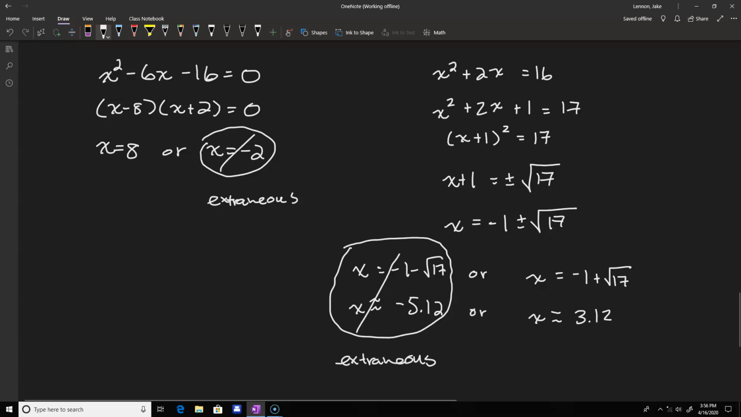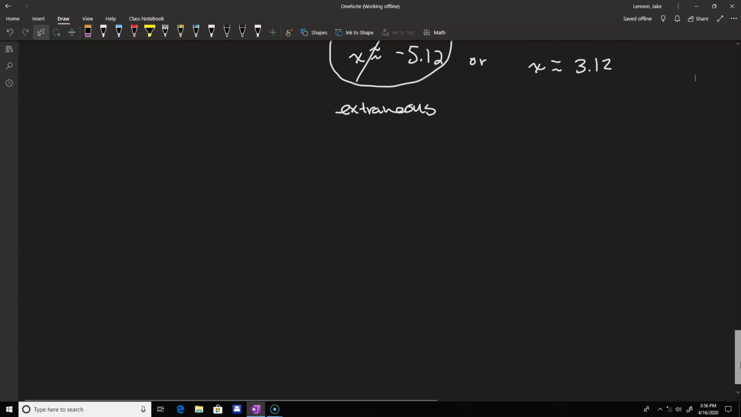Okay, so let's look at some application problems here. Application problems will often turn into exponential equations that we saw last time. So let's go ahead and look at a couple of those.